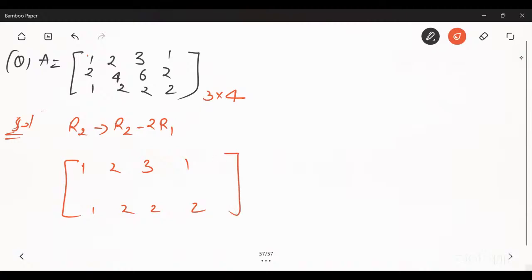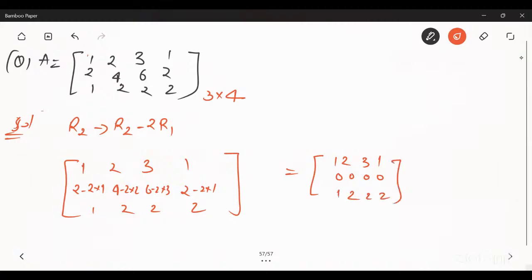R2 tends to R2 minus 2 times R1. So 2 minus 2 into 1, 4 minus 2 into 2, 6 minus 2 into 3, and 2 minus 2 into 1. So you will get the values 1, 2, 3, 1, 0, 0, 0, 0, 1, 2, 2, 2.